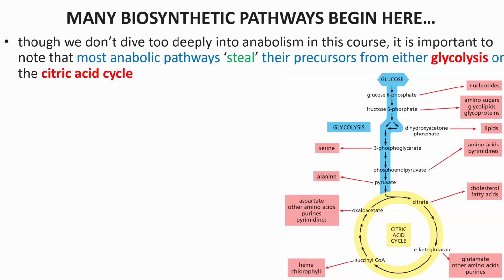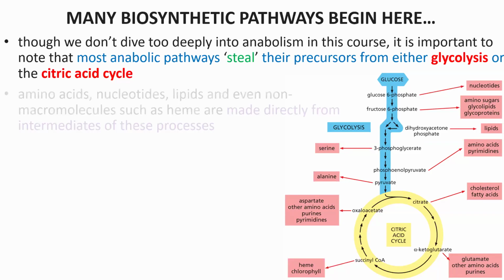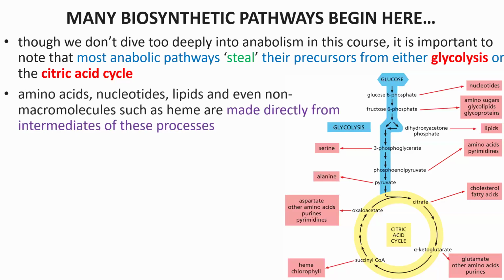Pyrimidines being cytosine and thymine, also some amino acids. We can make serine directly from 3-phosphoglycerate, alanine directly from pyruvate. Citrate can be used to make cholesterol and other fatty acids. Alpha-ketoglutarate from the citric acid cycle can be used to make glutamate and other amino acids, and the purines, adenine and guanine. We can make heme from succinyl-CoA, aspartate and other amino acids, purines and pyrimidines from oxaloacetate directly.